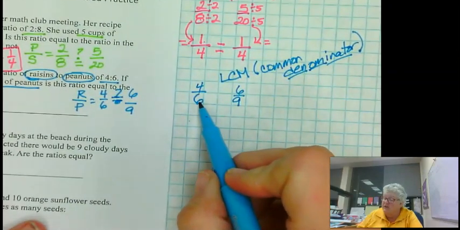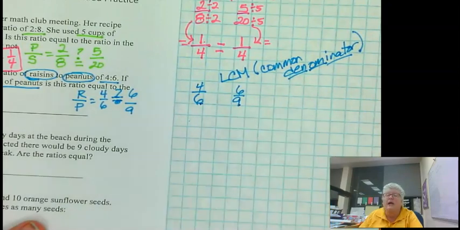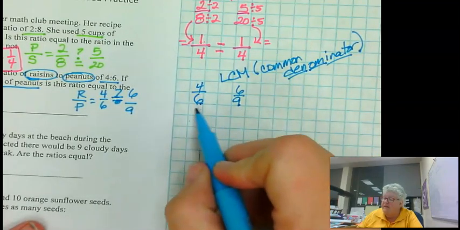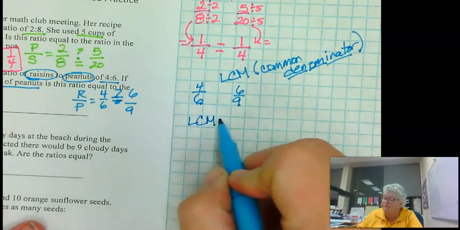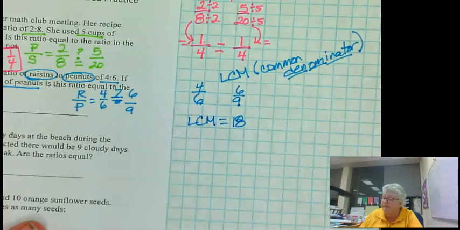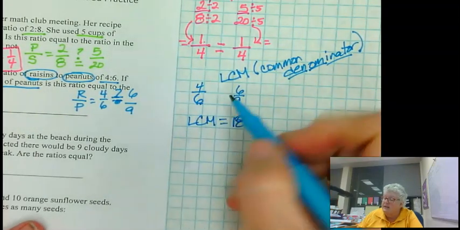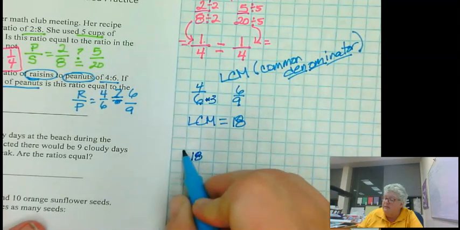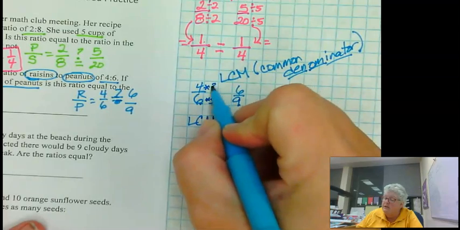Let's see what happens if I change these on purpose to a different one. So 6 and 9. Well, I know that the LCM equals 18. So 6 times 3 is 18, and 4 times 3 is 12.